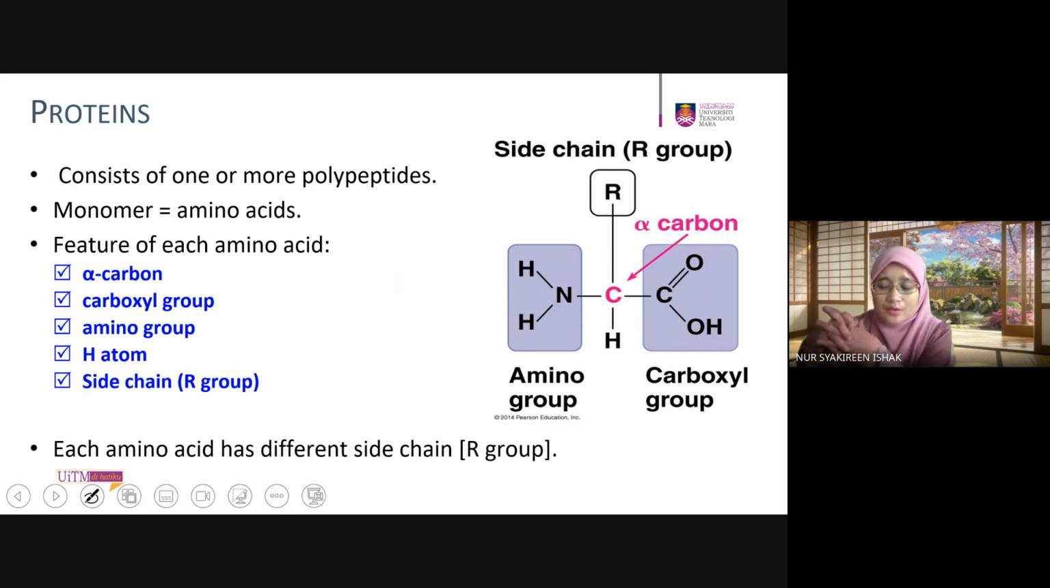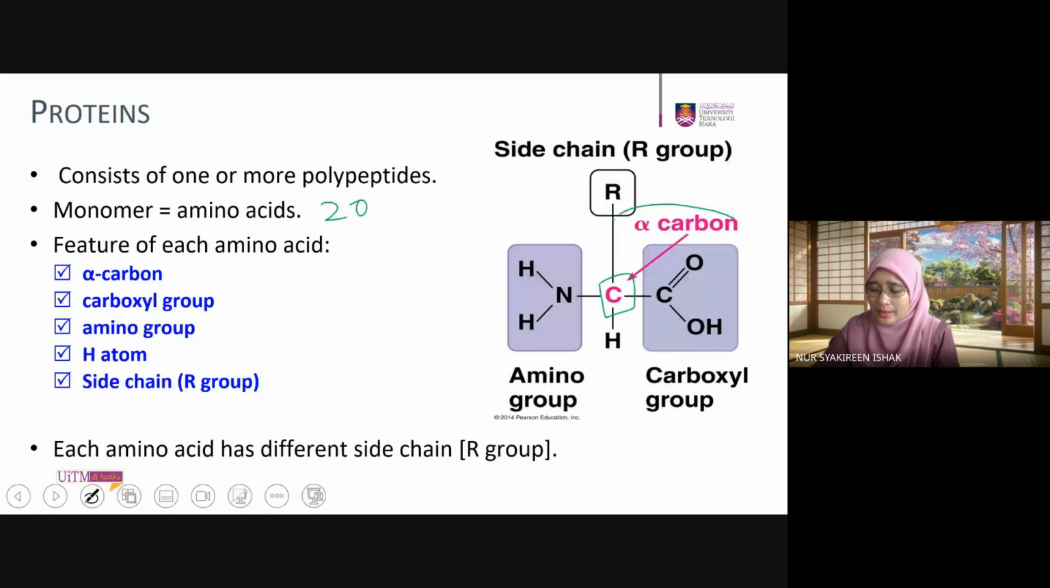Okay, so the monomers for the protein are the amino acids. So there are 20 different amino acids. A feature of each amino acid, it has here a carbon atom. Okay, we call it a chiral carbon, the carbon at the center of that molecule. The alpha carbon here.